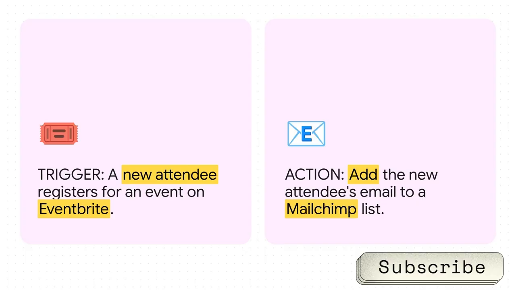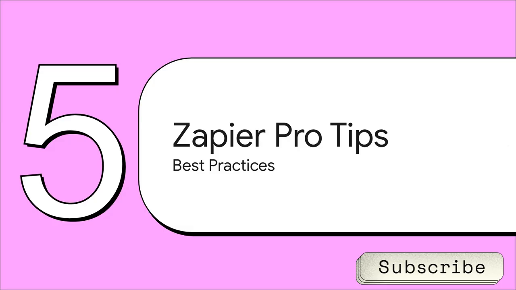And one more. If you manage events, this is an absolute game changer. Instead of manually exporting those attendee lists from Eventbrite and importing them into your email tool, this Zap does it automatically. Someone registers for your event and they are instantly added to your MailChimp list. It's seamless. So you can see how powerful this can be.